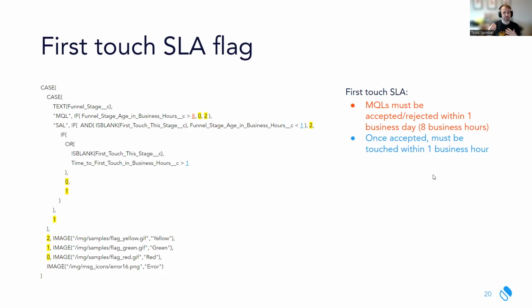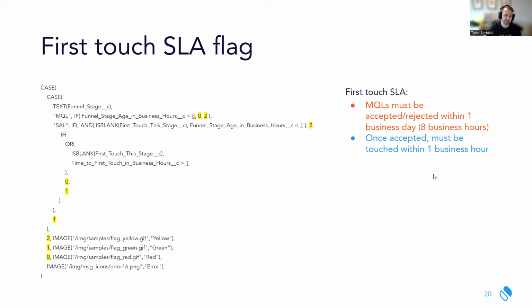Here is an example first touch SLA flag formula. When I showed you those flags in a list view earlier, this is one example of how you might return that. In this example, the SLA is that MQLs must be accepted or rejected within 1 business day, which, as I showed in the previous slide, we have set currently as 8 business hours. And then once accepted, those accepted leads need to be touched within 1 business hour.